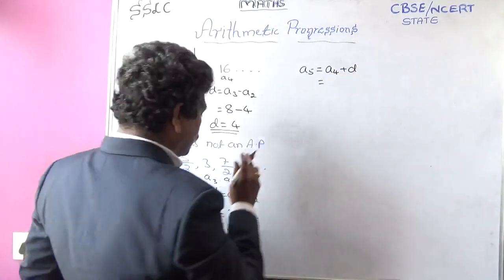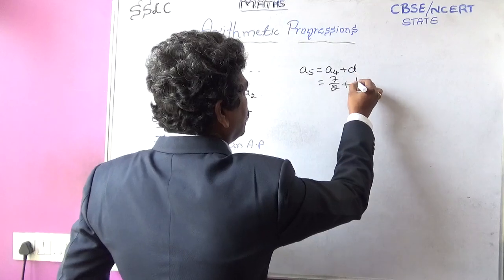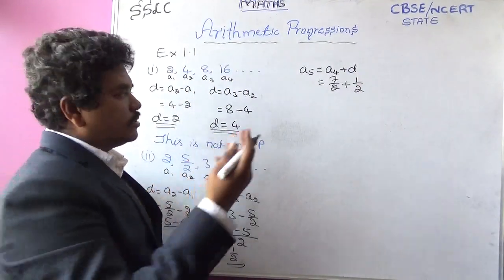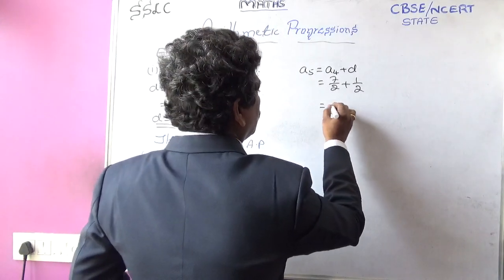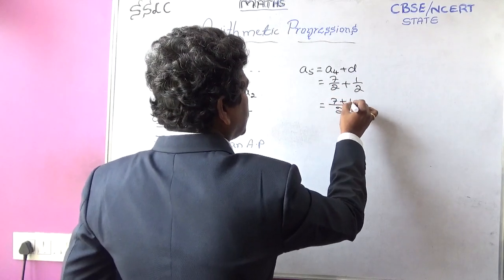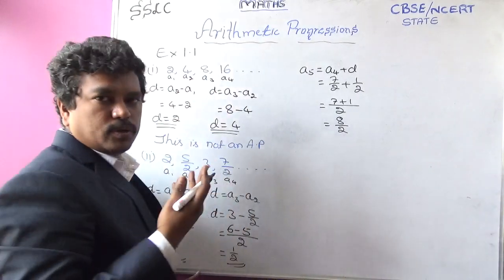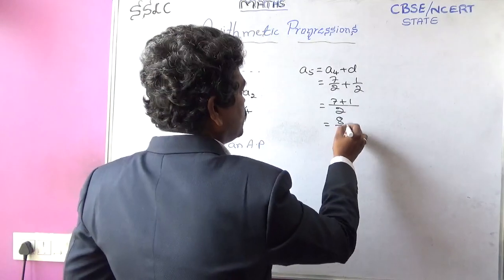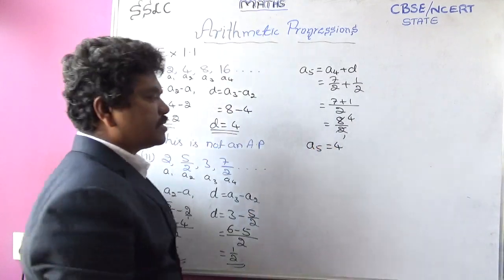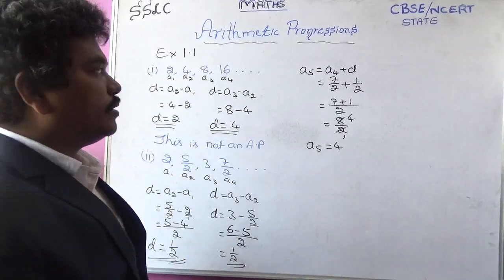Therefore, the 4th term is 7 by 2 plus the value of D, which is half. Here both denominators are equal, so you can simplify easily. Both are 2, you write it once only. You write the numerators as they are, 7 plus 1, 8 by 2. They cancel with the same number: 2 fours are 8. So that is equal to 4. That is, A5 is 4. The next term is 4. Then next we have to find A6.